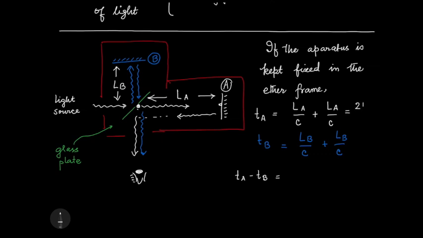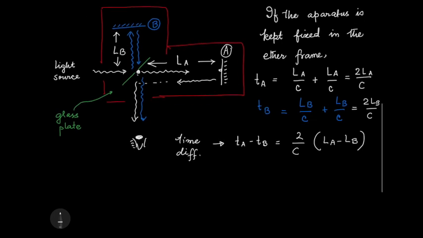These are just 2L_A by C and 2L_B by C. So this is 2 by C, L_A minus L_B. This is the time difference. If I ask you what is the phase difference between these two light rays, because that is what will give us interference.